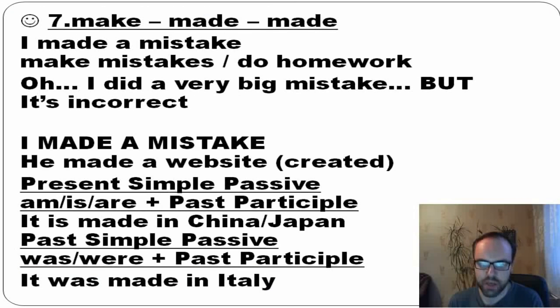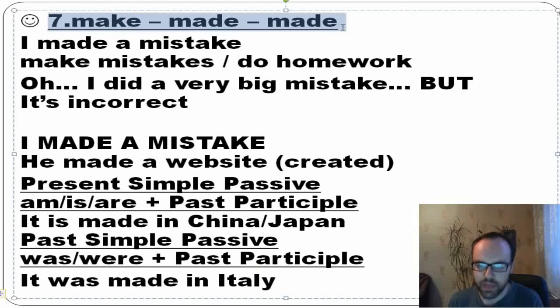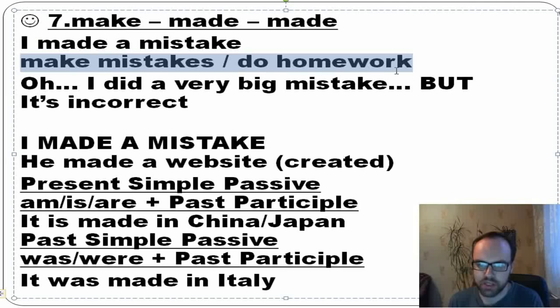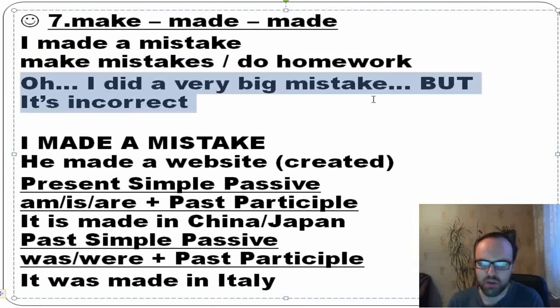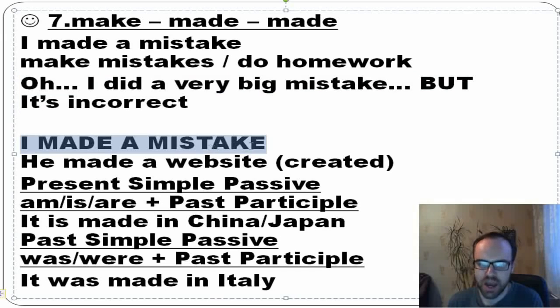Okay, next. Make, made, made. I made a mistake. So please remember these phrases: make mistakes and do homework. You know that, I don't know why, but many students say so. Oh, I did a very big mistake, so it looks so strange. Really, it's incorrect. So never say it. We say I made a mistake, or I made mistakes, I made lots of mistakes, or something like that, but not do. Make a mistake. Do homework, do housework, but make mistakes.